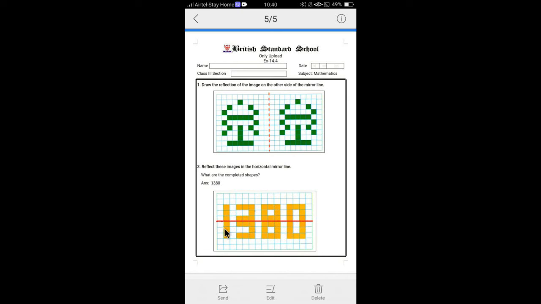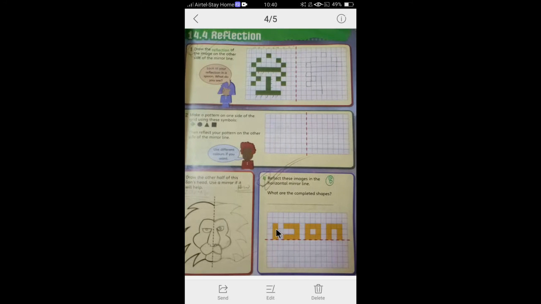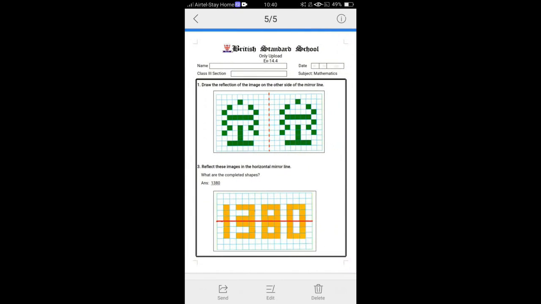When you do reflections, make sure you target your mirror line; if there is a gap, then use it, otherwise don't. Afterward, they are asking for the complete shapes. After reflecting the half of the image, that was my question, this one, after completing the reflection, we got the number 1380. So you have to write 1380.